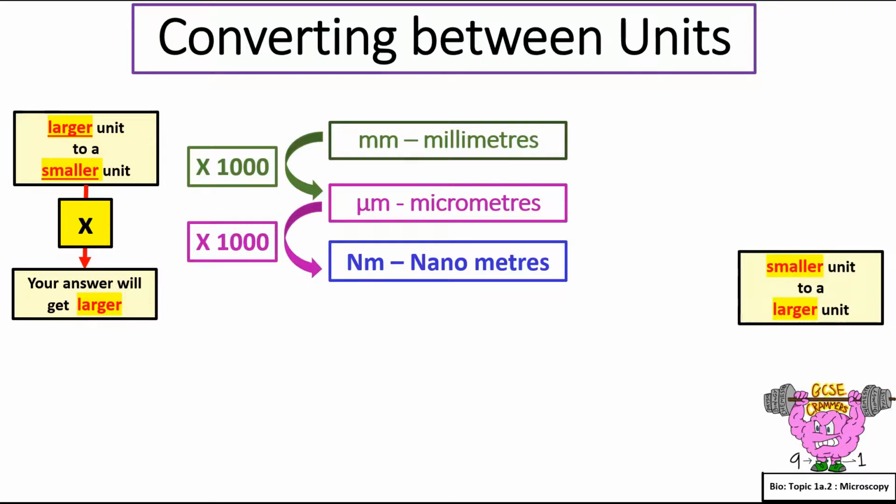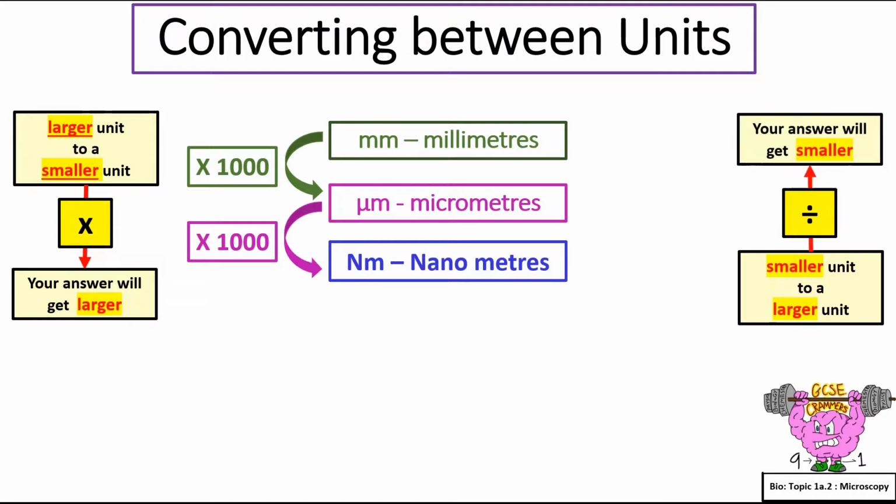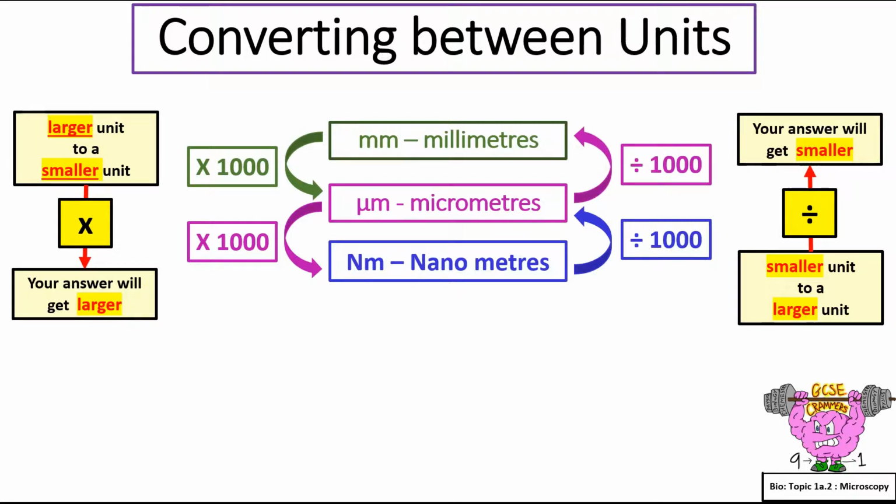When converting a smaller unit to a larger unit, you always divide, and the answer will get smaller. So converting nanometers to micrometers, you divide by 1000, and converting micrometers to millimeters, you divide by 1000.